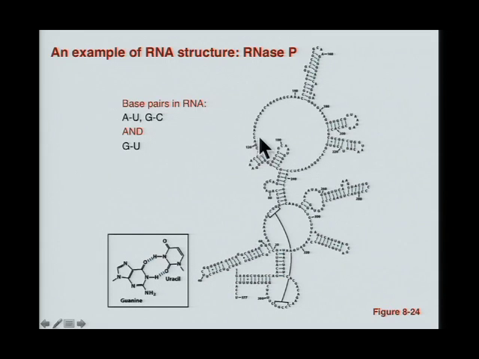So here's a structure of an RNA molecule. And unlike DNA, RNA molecules can carry out enzymatic reactions. They can act as catalysts. So this is RNase P. This cleaves other RNA molecules. And the RNA molecule alone has this catalytic chemical activity. And you can see the structure here is very, very complex.